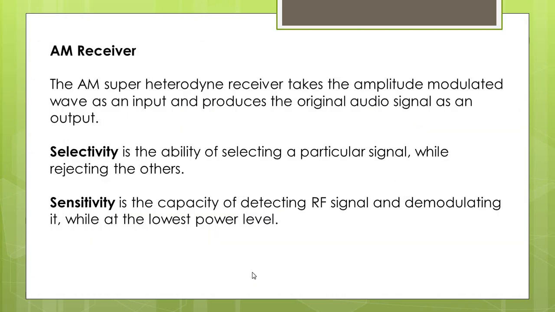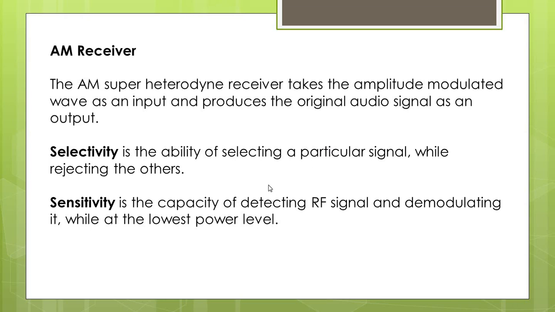Next we'll see the AM receiver. This AM receiver is also a type of superheterodyne receiver. We have the FM superheterodyne receiver also. So here we'll see the AM receiver. This AM receiver takes the amplitude modulated wave as the input and produces the original audio signal as an output. Here the audio signal is the message signal, and the amplitude modulated wave is the combination of a carrier signal and the message signal.